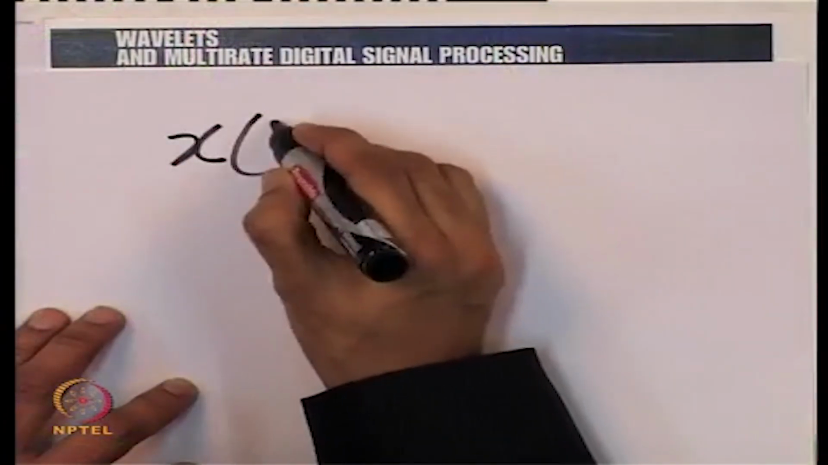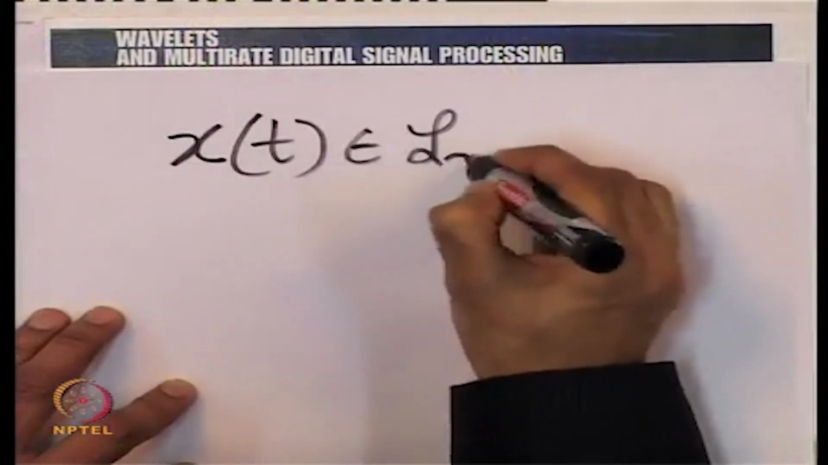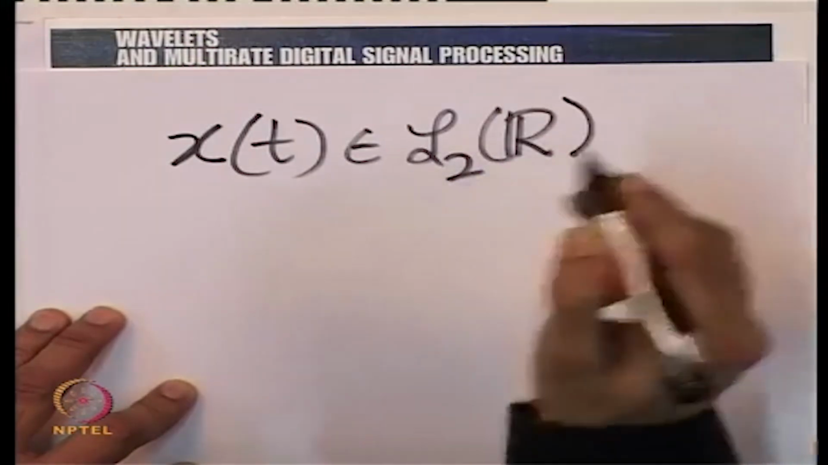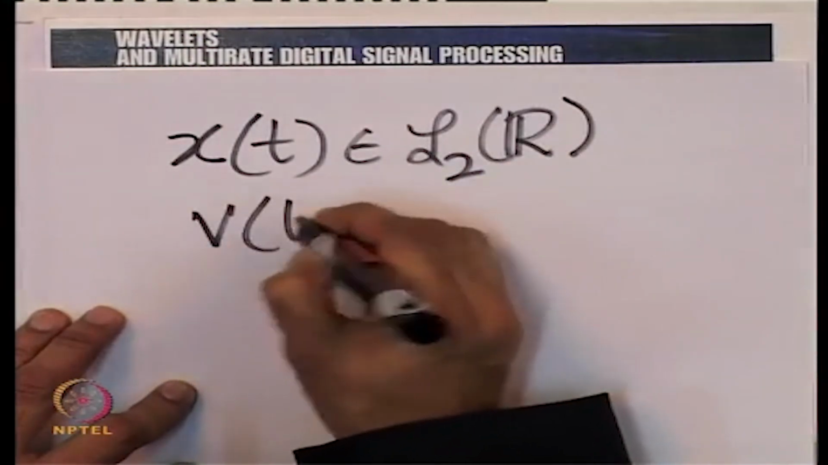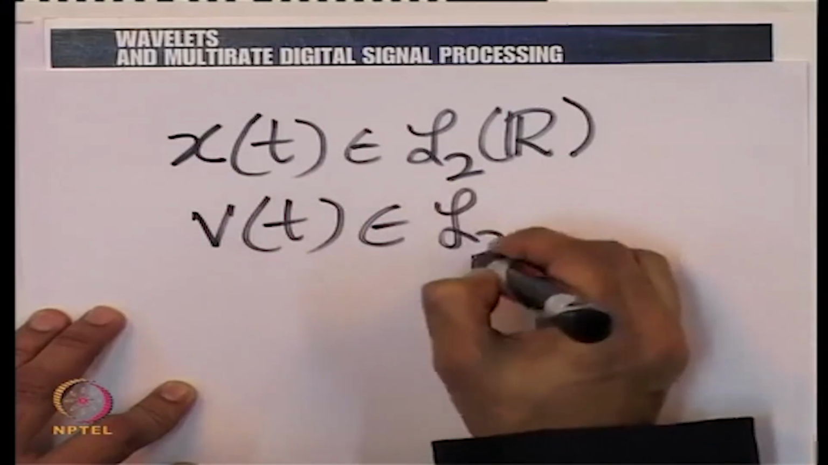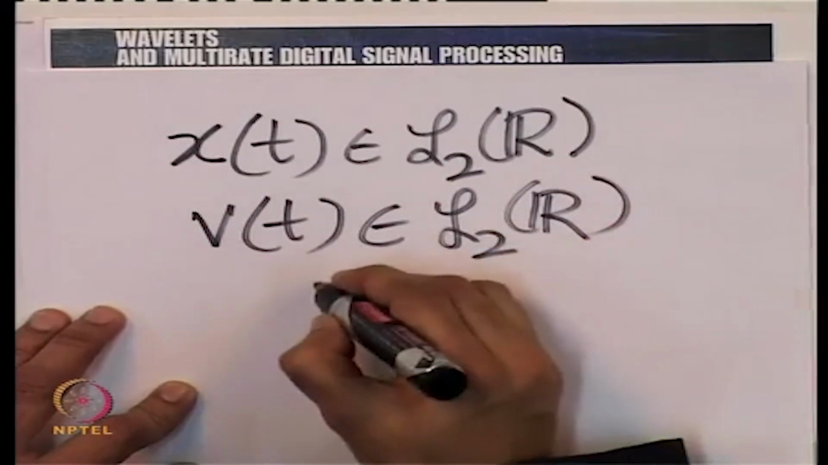Anyway, with that background, let us now use as tiles translates and modulates of this window. So, what we do is to construct a continuum of the following kinds of dot products. We have a function x(t) belonging to L2(R), and we have chosen a window v(t).